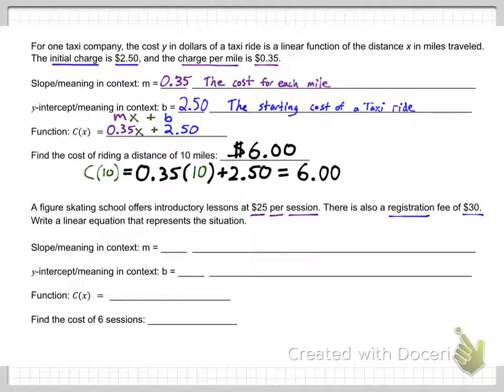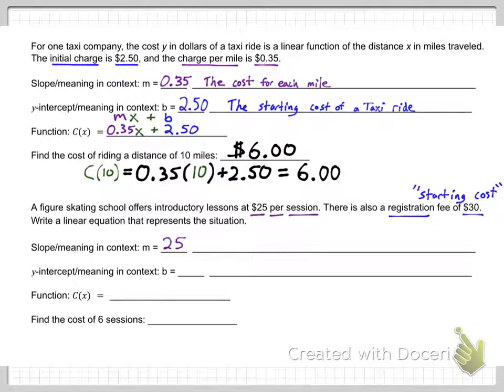Well, the registration fee is a one-time fee. That's the way registration fees work. It's how much you pay to be able to get into the school. So that is a starting cost. So we have our two numbers.